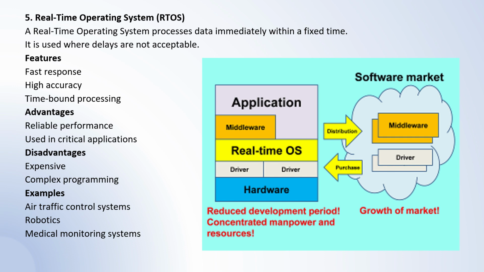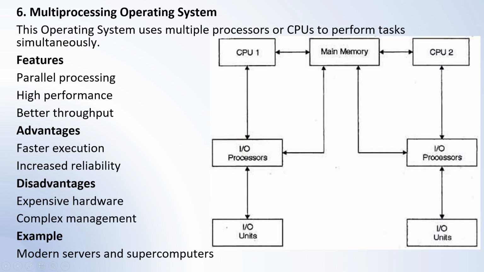Finally, let us discuss the sixth type: multiprocessing operating system. A multiprocessing operating system uses multiple processors, or CPUs, simultaneously. This increases the speed and efficiency of the system. Working: multiple CPUs work together. Tasks are divided among processors.